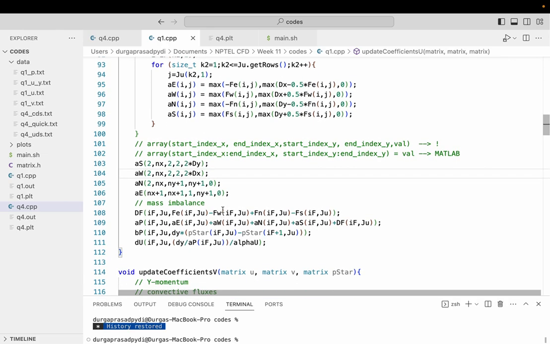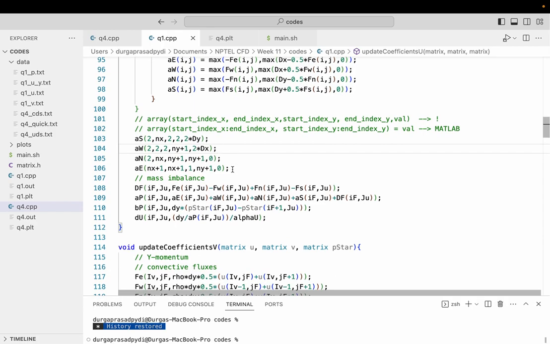Once you update all your coefficients, the next step is to update your mass imbalance term. Mass imbalance is essentially F east minus F west plus F north minus F south. Sir, in my above J, W, ny minus ny, sorry, in J, W, ny plus half or ny, so minus, this will be 2 to 2, and this will be from start index 2 to ny plus 1. Yeah, thank you. But you won't be needing it since dx is 0.